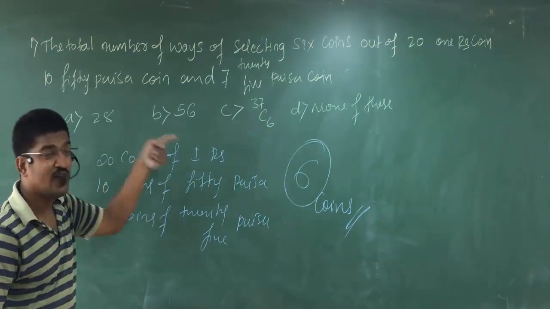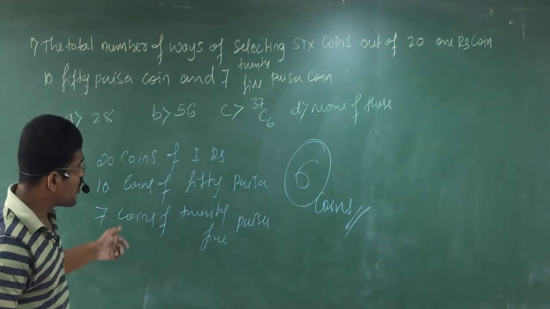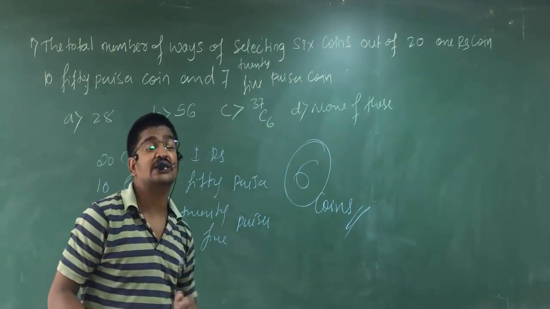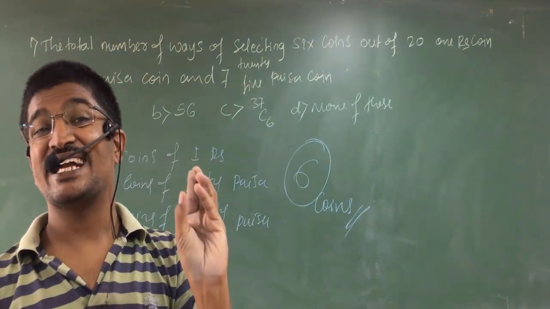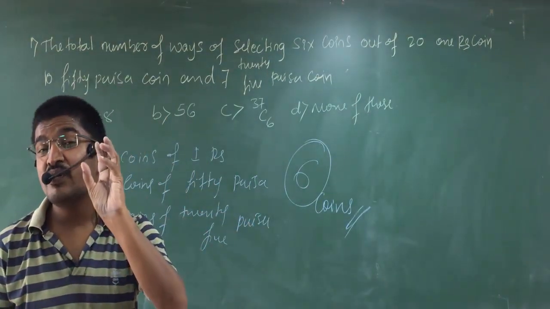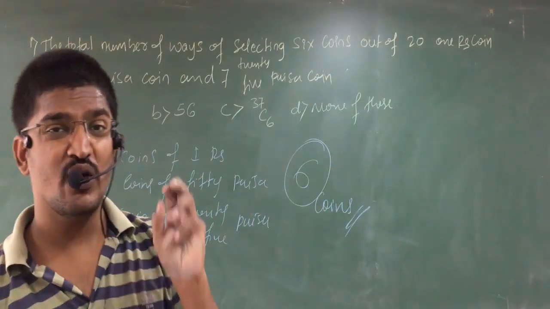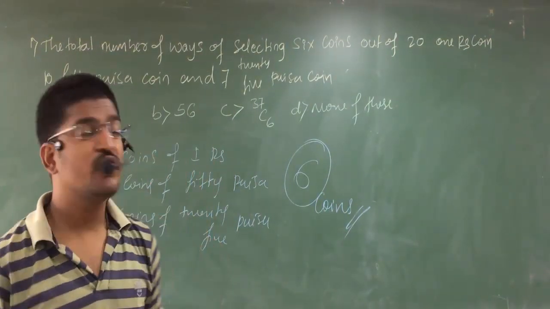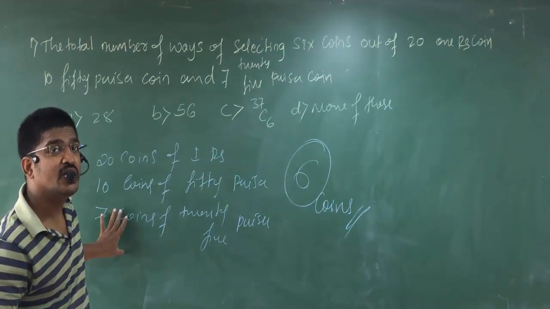20 coins of 1 rupee, 10 coins of 50 paisa, 7 coins of 25 paisa. Out of this, you should select 6 number of coins. You have to select 6 number of coins out of this. Are you getting my point?